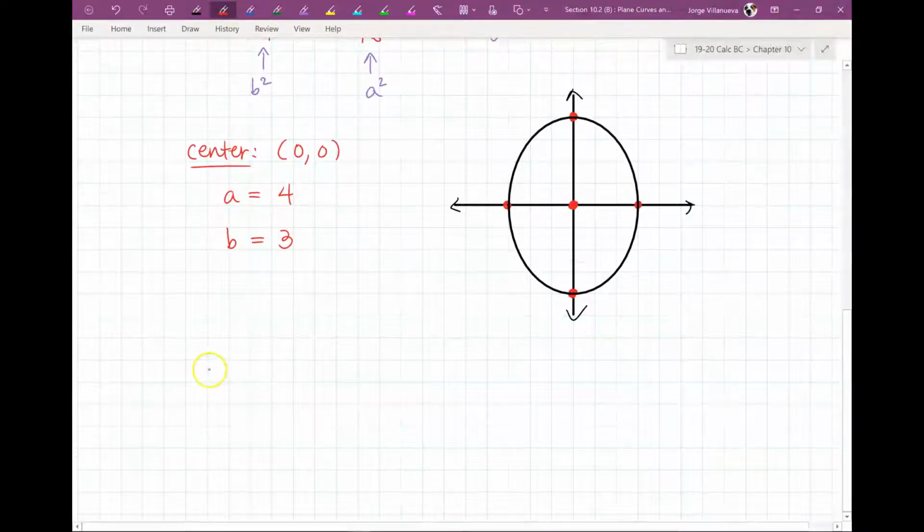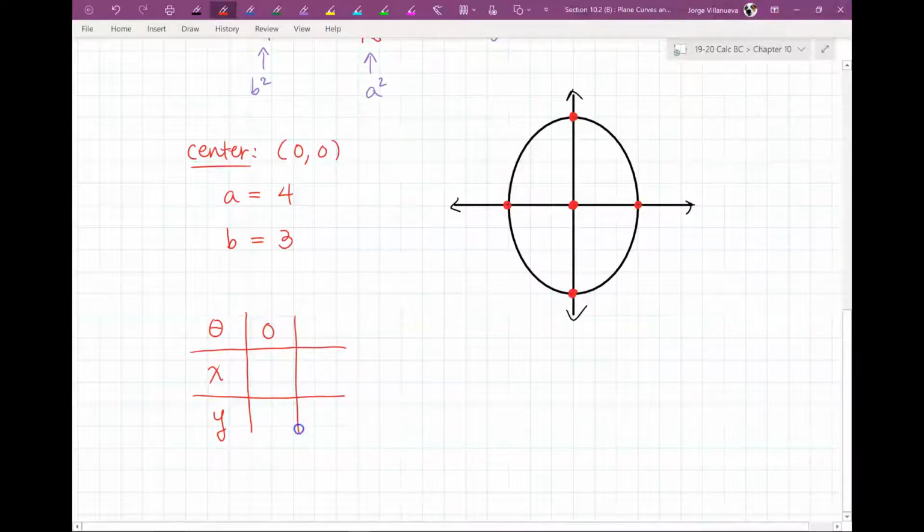You don't have to make a large table. Maybe a table with just 2 values. I'll start at 0, and then we're going to check to see where it goes at pi over 4. Maybe it moves counterclockwise, maybe it moves clockwise. We'll see. So if I plug in a 0 into my function, x was 3 cosine theta, and y is 4 sine theta.